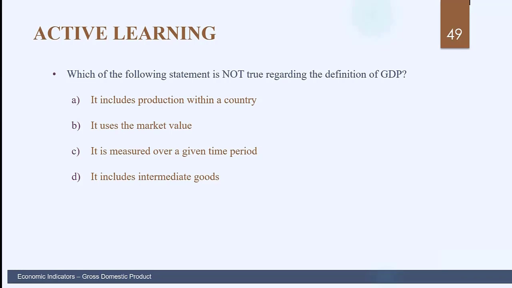Now let's have some fun and test your understanding of the concepts we covered in this lecture with some active learning questions. Which of the following statements is not true regarding the definition of GDP? A, it includes production within a country. B, it uses the market value. C, it is measured over a period of time. D, it includes intermediate goods. You may want to hit pause, think about your answer, and I'll be back in a second.